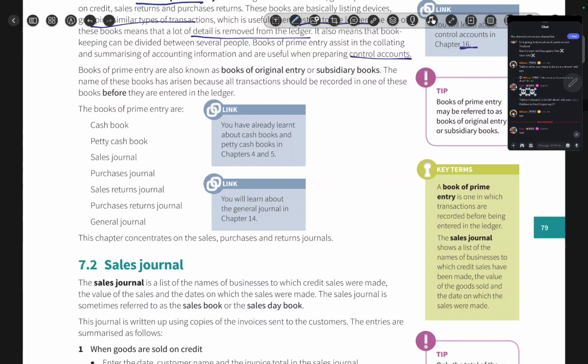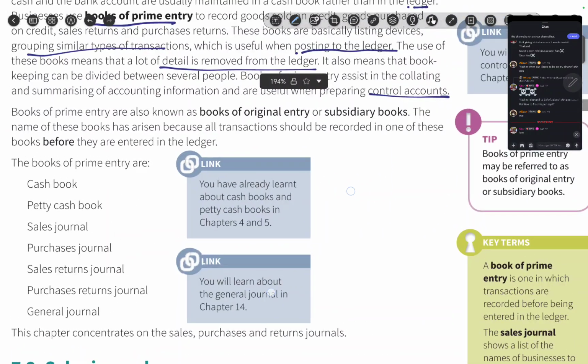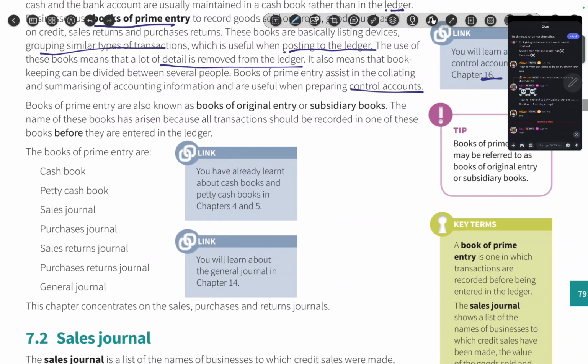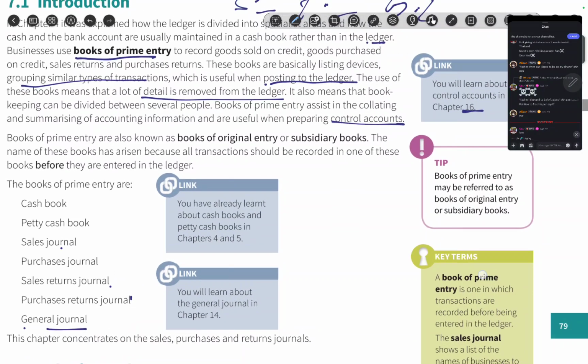I feel like it's working nice. Books of entry are also known as books of original entry, but most of the time in the exam it's just going to be referred to as books of prime entry. There are 7: cash book, petty cash book, sales journal, sales return journal, purchase return journal, and general journal. Okay, you will learn about general journal later. You have already learned about cash book and petty cash book.